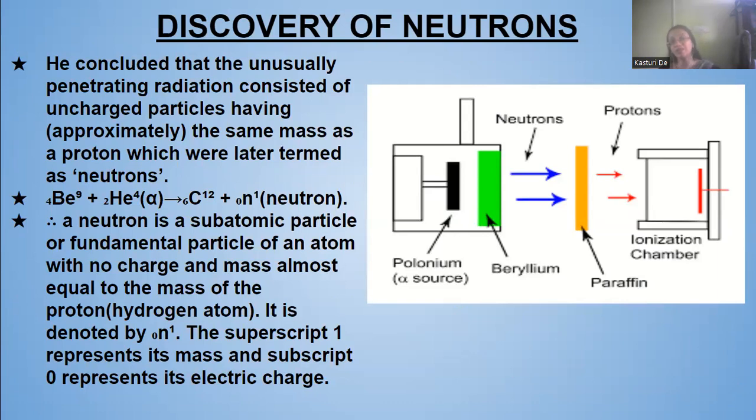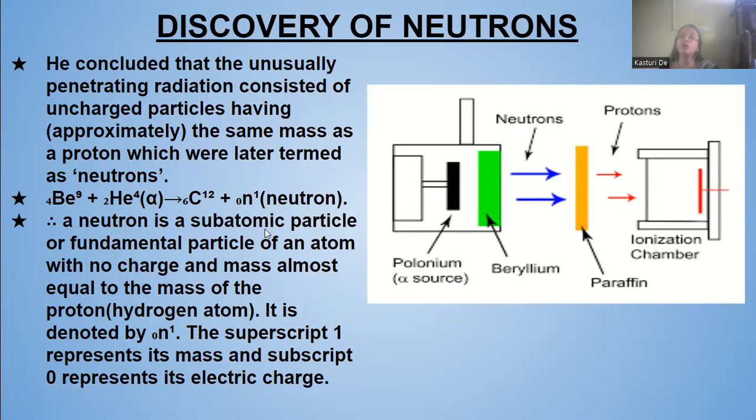From this he concluded that the unusually penetrating radiations consisted of uncharged particles having approximately the same mass as the proton, which he later named neutrons. This is the equation. When alpha particles were used to bombard the beryllium sheet, it emitted radiation which fell on the paraffin wax, a hydrocarbon, so it produced some carbon and some neutrons.